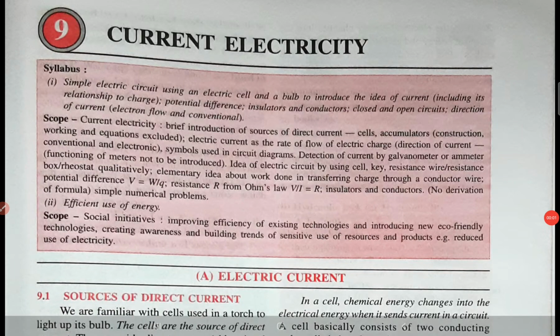This video is for class 9 physics and we are doing current electricity. Now the term current means rate of flow, right. So rate of flow means how fast or how slowly a substance is moving or flowing, rather.